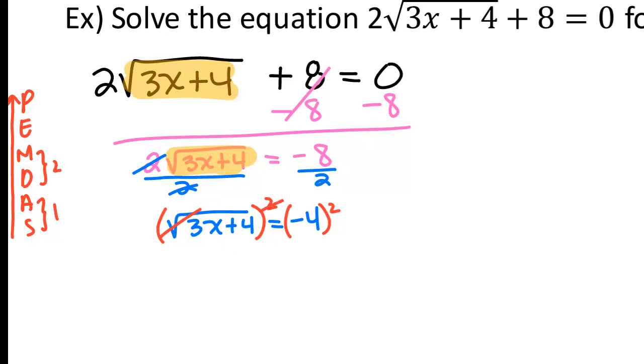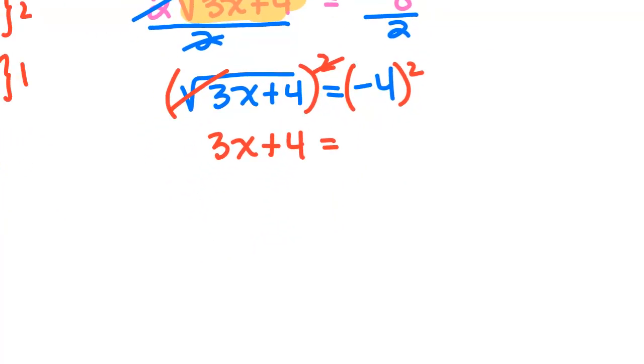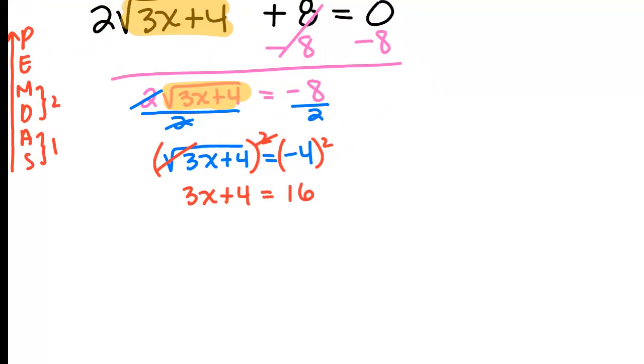So square root cancels the squared. I get a 3x plus 4 equals a negative 4 squared. That's negative 4 times negative 4, which is what? Positive 16. Alright, that got rid of the square root. Now I'm left with what was on the inside of the square root. So on the inside of the square root, I had the 3x plus 4. So now I do PEMDAS in reverse again to get the x by itself.